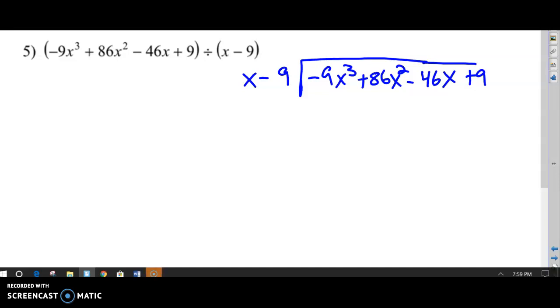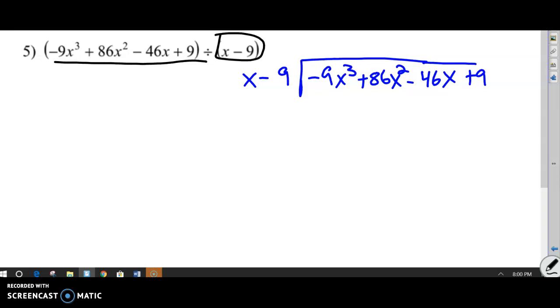So we have here, as our dividend, negative 9x cubed plus 86x squared minus 46x plus 9, and it is being divided by the divisor of x minus 9. You will notice we take our divisor and put it on the outside here and our dividend on the inside. At this point, what we have to do is see what multiplies by the first term in our divisor to give us the first term in our dividend.